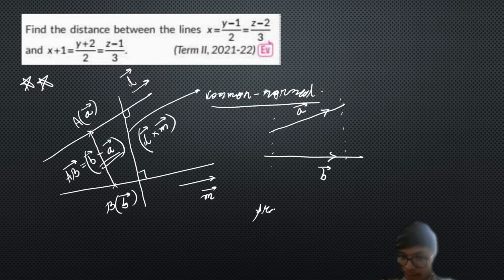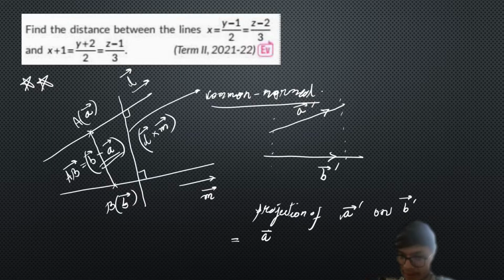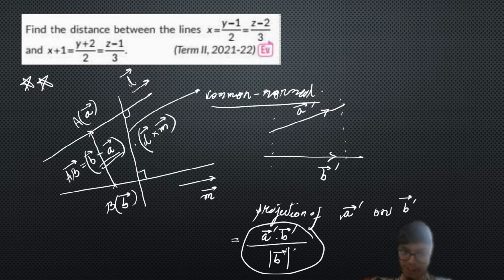So the projection of any vector A, let us call this A dash, okay? You might be getting confused with this A and B, so let us put it as A dash. So the projection of any vector A dash on B dash vector is basically given as A dash dot B dash vector divided by the magnitude of the vector on which you are putting the projection, okay? So that is divided by that particular vector's magnitude. That's how we basically get the projection of the vector, right? So in this case, we are projecting this particular vector onto the common normal.